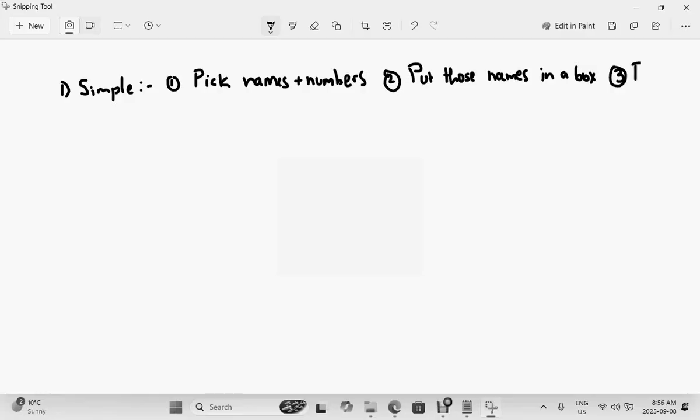Pick a certain amount of numbers, this would be names or numbers. So a certain amount of tickets or a certain amount of names and numbers based on your requirements. So let's say you need five people to give out promotions. So this would be five names or numbers from that box.